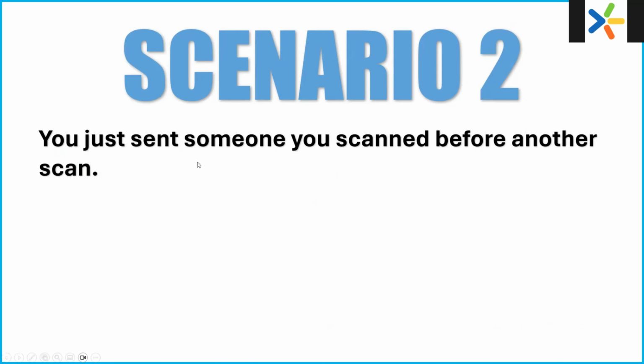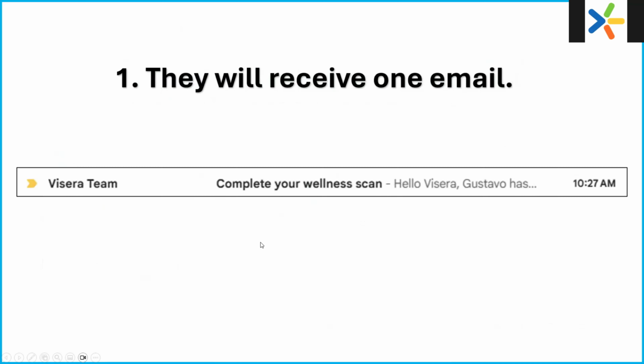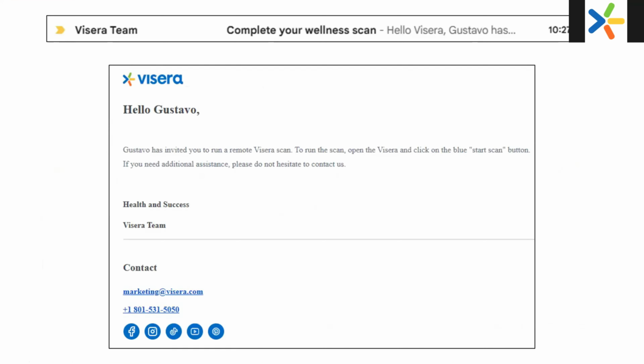So anyway, you just sent this person another scan 30 days later. They have completed at least one scan and they already downloaded the app. So as soon as you send them a scan, they're still going to get an email. It's going to be one email that says complete your wellness scan. Very similar subject line as the first scan, except when you open the email, it no longer has the link to set up your password. It's just going to say, hey, so-and-so has invited you to run a remote Visera scan. To run the scan, open the Visera app and click on the blue Start Scan button. So basically what this is saying is just open up the app and scan again.